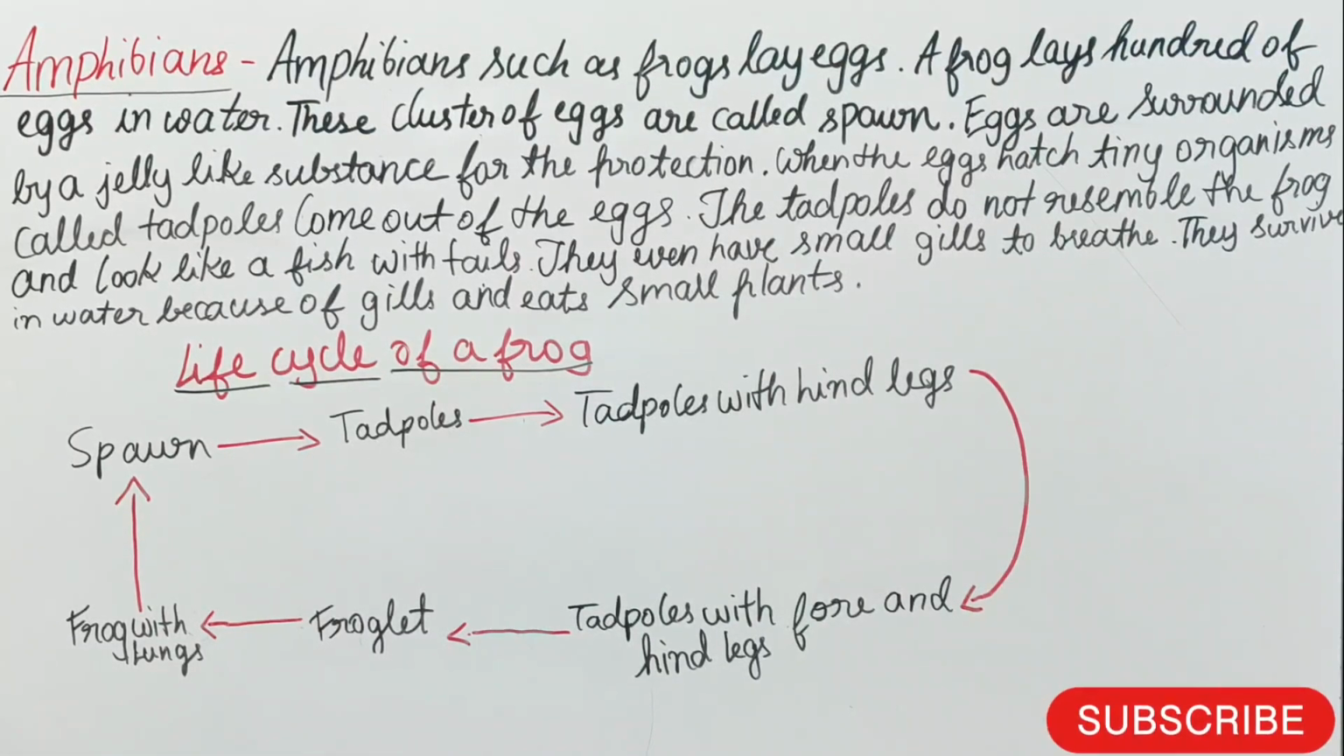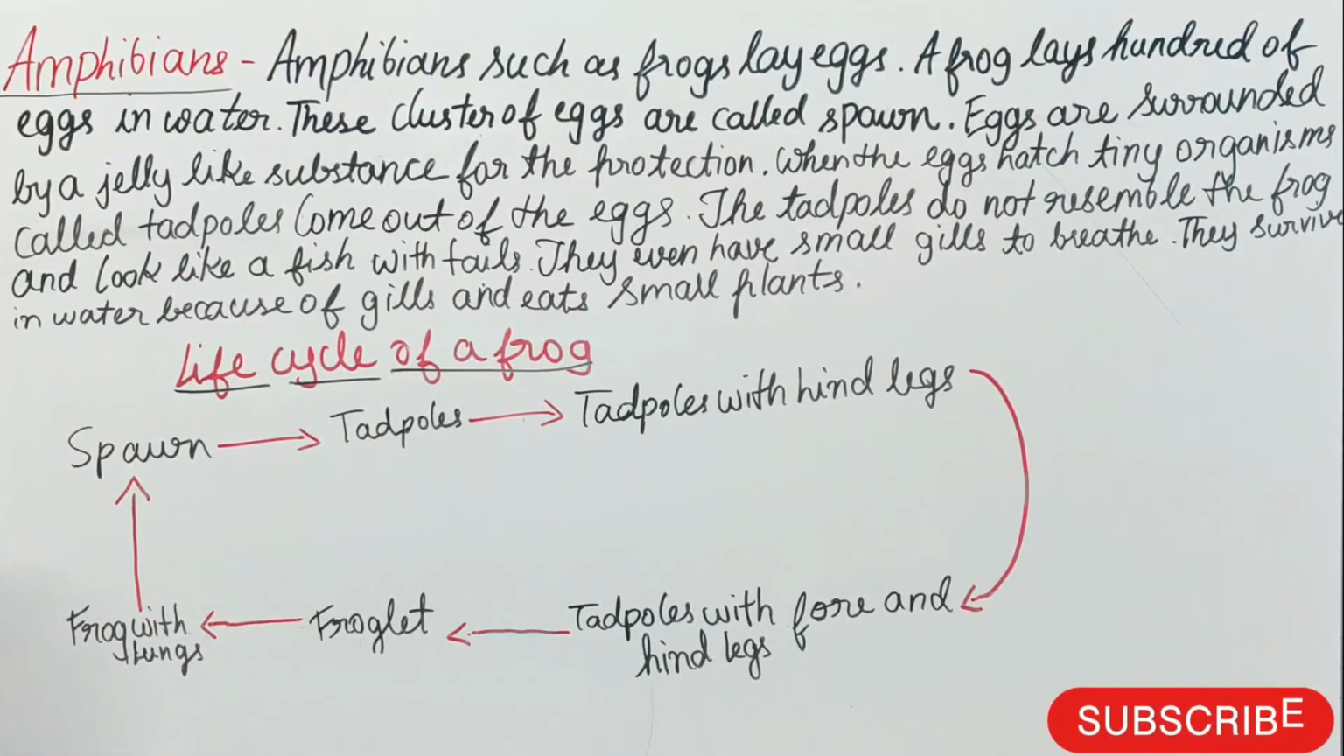So now we will see. First, this is a frog with lungs, means an adult frog, that lays eggs in a cluster. That cluster of eggs is called spawn. From that spawn, the eggs hatch, they break, and the tadpoles come out.